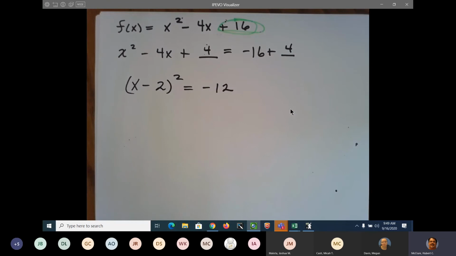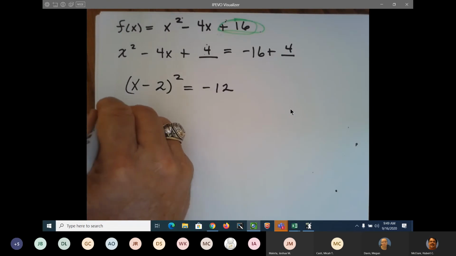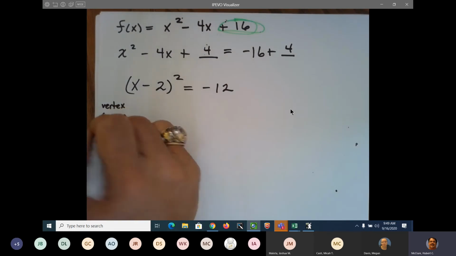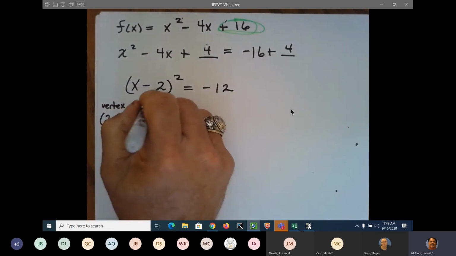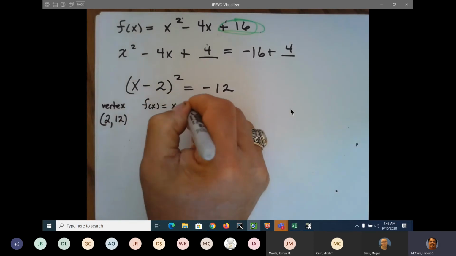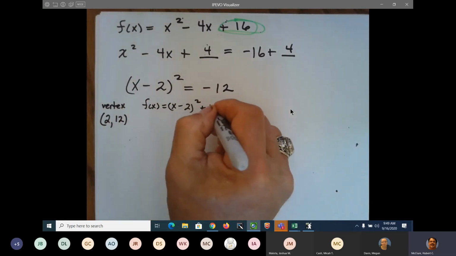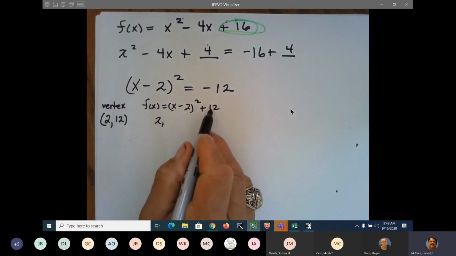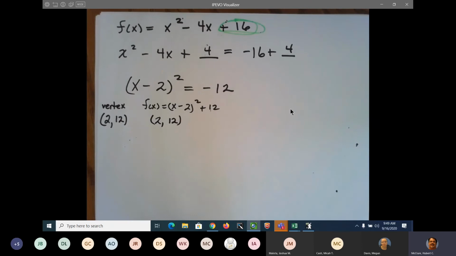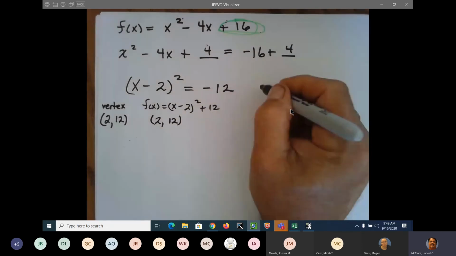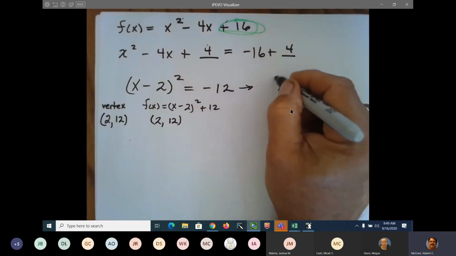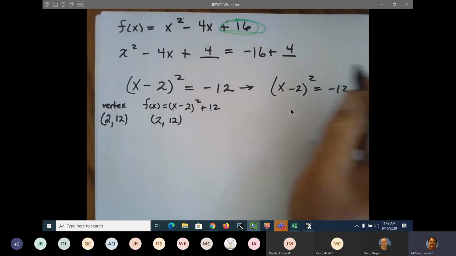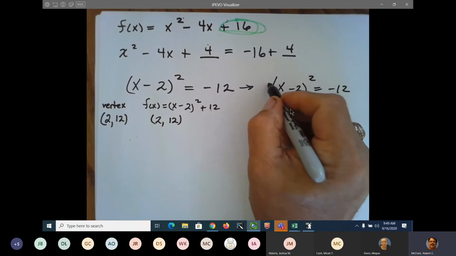And at this point, our vertex is 2, negative 12. f of x is equal to x minus 2, quantity squared, minus 12. Vertex is opposite of negative 2 is 2, and bring the 12 down. And now we're going to solve. So x minus 2 quantity squared is equal to 12. This is 1. That's positive 1.